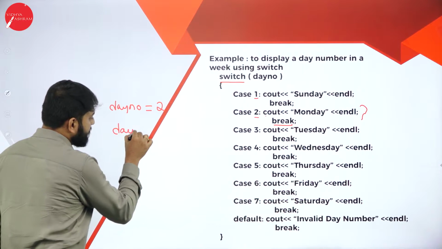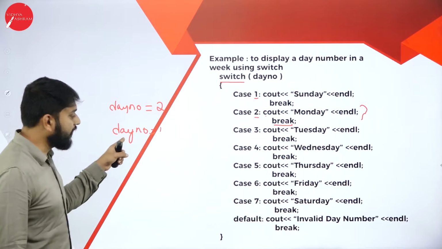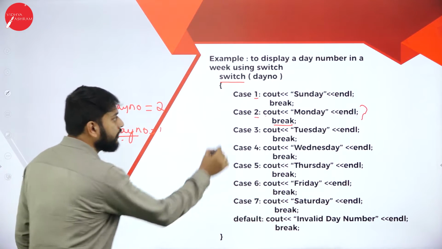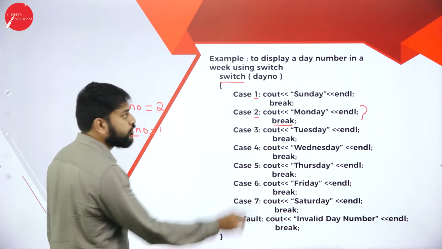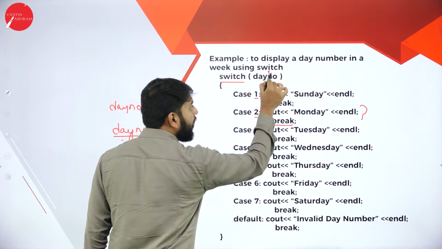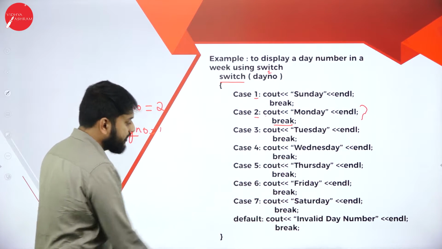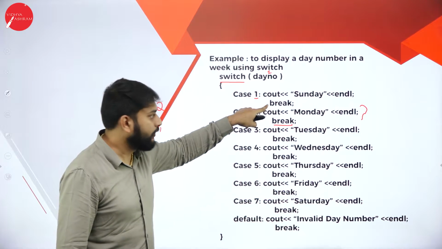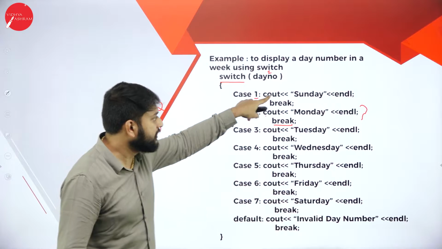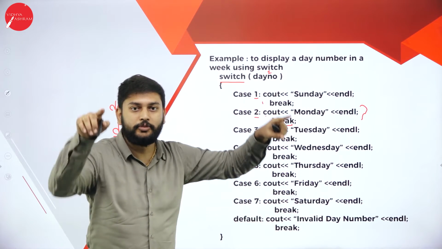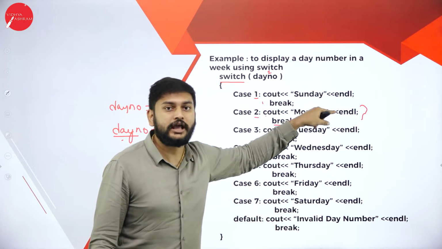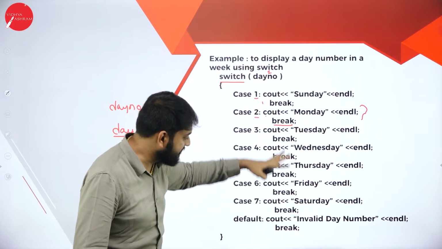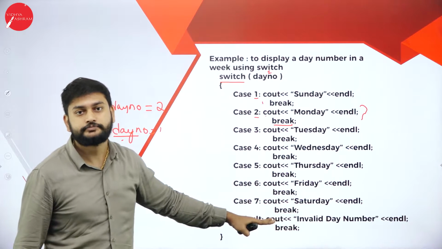Day 1, I will take, sir. What is the value of day number now? The day number value is 1. So the day number value will be stored here. What is the day number value now? 1. So 1 will come here. It will check where is the 1. So here is the 1. So it will execute only this block. What do I have inside this block? See out Sunday. Within double quotes I have given Sunday, it gets printed, sir. After that, what is the next statement? As soon as break is encountered, all this is skipped, nothing gets executed.